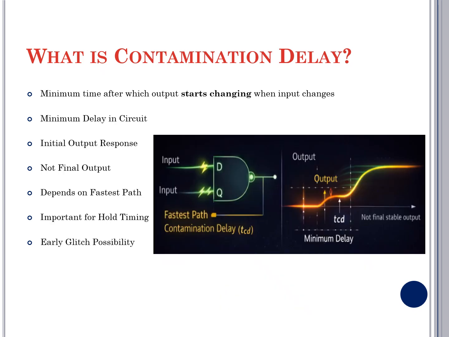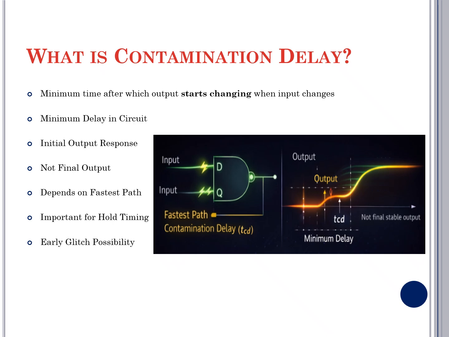Now that we understand combinational delay, let's move to another very important concept, contamination delay. It is the minimum time after which the output starts changing when the input changes. It tells us how quickly the output begins to respond, unlike combinational delay, which is the total delay. Contamination delay represents the minimum possible delay in the circuit. It corresponds to the fastest path between input and output.